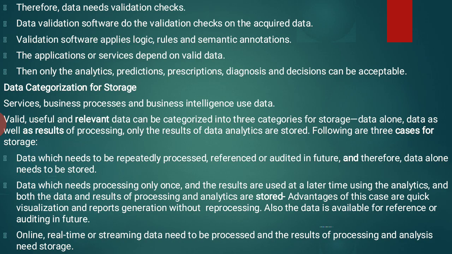Next, our topic is data categorization for storage. If you want to store the data, on what categorization are we storing it? Services, business processes, and business intelligence use data. So we are using three kinds of data: service data, business process data, and business intelligence data. Valid, useful, and relevant data can be categorized into three categories for storage.